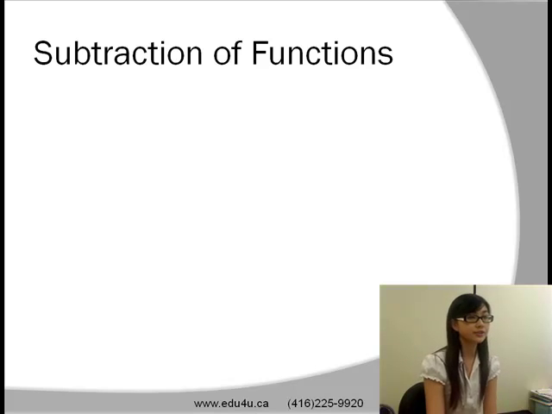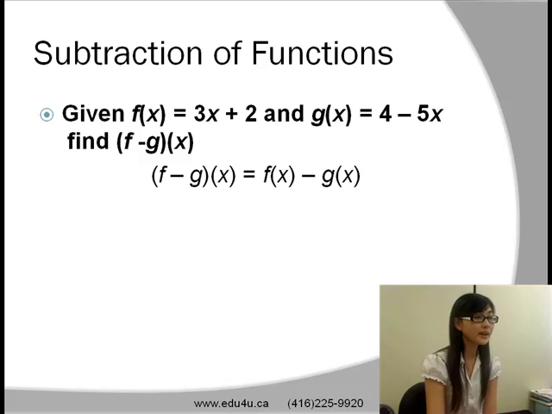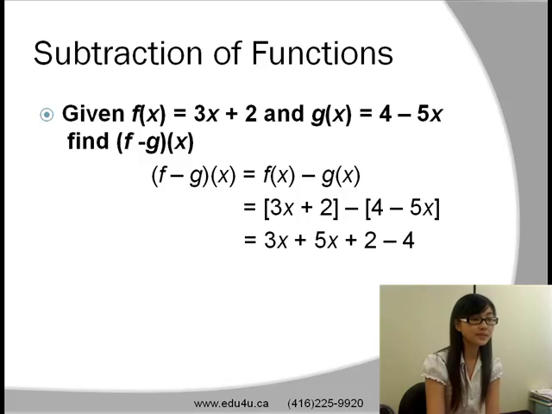Then we have subtraction of functions. Here we're given the same question, only we're asked to find f minus g of x. Well, f minus g of x is the same thing as f of x minus g of x. So we do the same thing as the previous question and we plug in the values. That'd be 3x plus 2 minus in brackets 4 minus 5x, which is the same thing as 3x plus 5x plus 2 minus 4. And the final answer will be 8x minus 2.